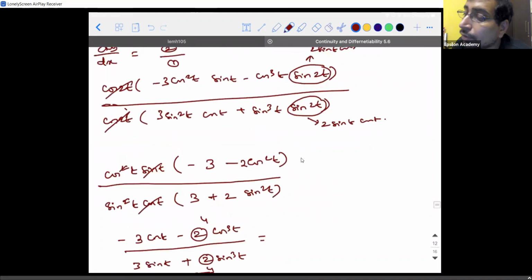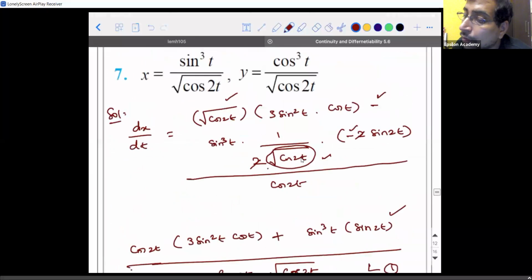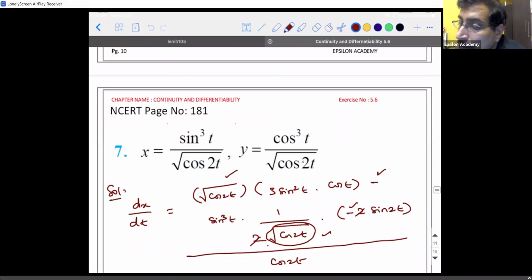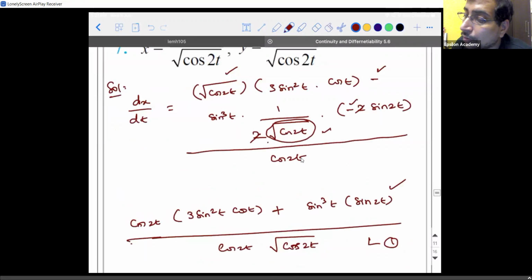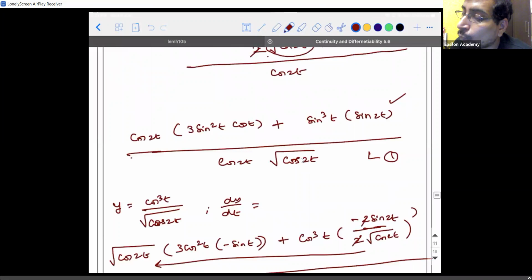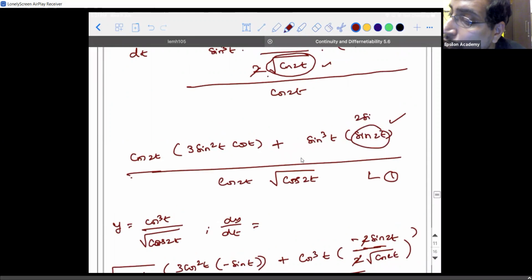Can someone check if we left any 4 anywhere? Is there any calculation mistake? Root of cos 2t into 3 sin square t into cos t minus 1 by 2 root of cos 2t into cos 2t is minus sin 2t into 2. Correct only. 2 and 2 will get cancelled. Wait, let me check here itself. It is 2 sin t cos t.